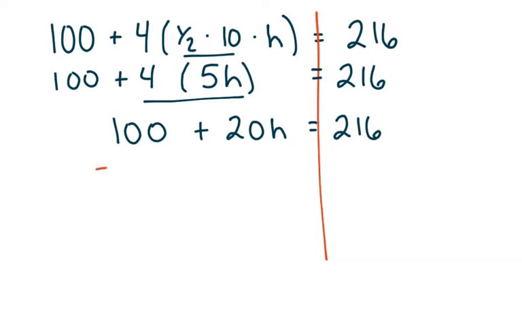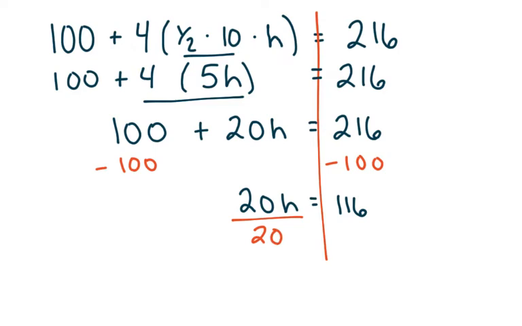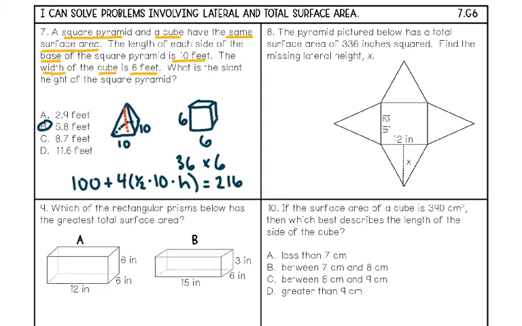So I'm going to take off the 100 from both sides, which is the base area, which we can take off because we know that's already there, leaving me with the 1-step equation: 20 times the height equals 116. I know I need to get the height by itself, so I'm going to divide both sides by that 20, which gives me a height of 5.8. So you should circle B.